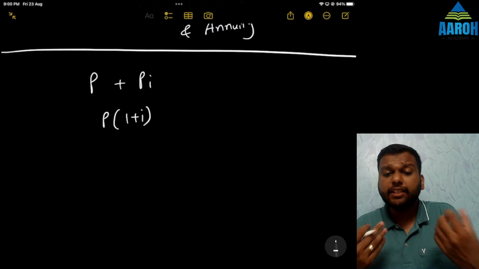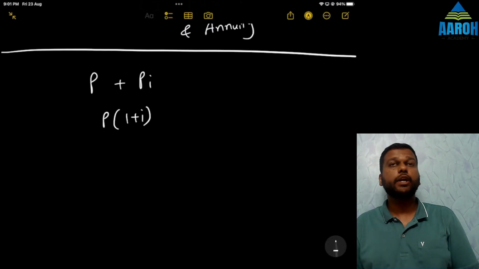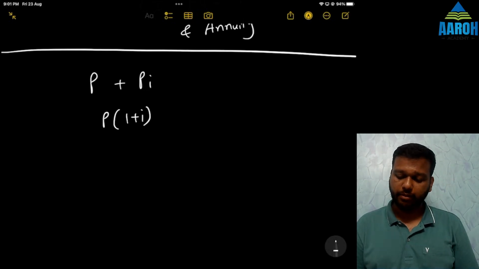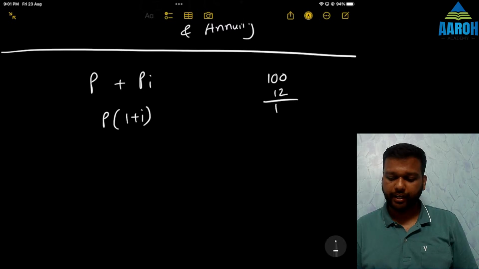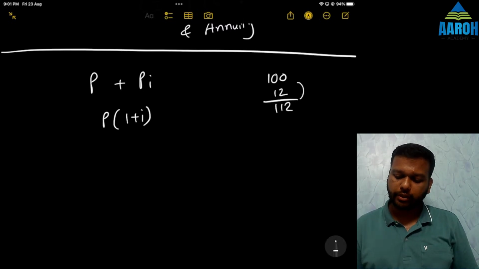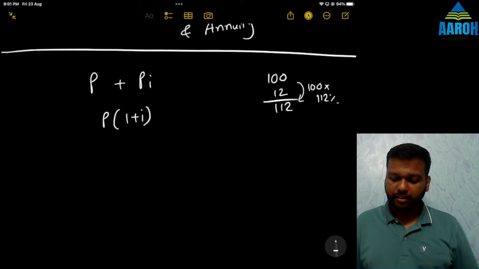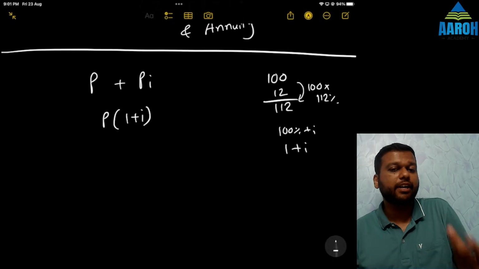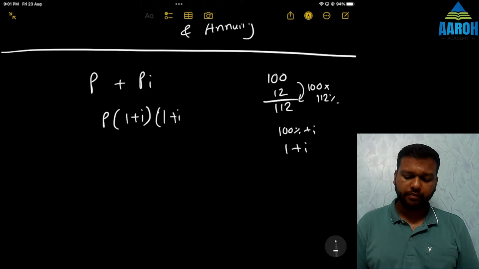In the next year we'll again add interest. Add interest means what? If we are adding 12% interest, that means we are just multiplying by 112%, right? For example, if there is 100 and we want to add 12% to it, we'll add 12% of 100 and it will become 112. So can I also calculate it like this, 100 into 112%? Check, that should give you the same answer, right? So we are just adding 100% plus our interest rate, or I'll write 1 plus I, because 100% means 1, 100 by 100. So we'll just multiply with 1 plus I once again.